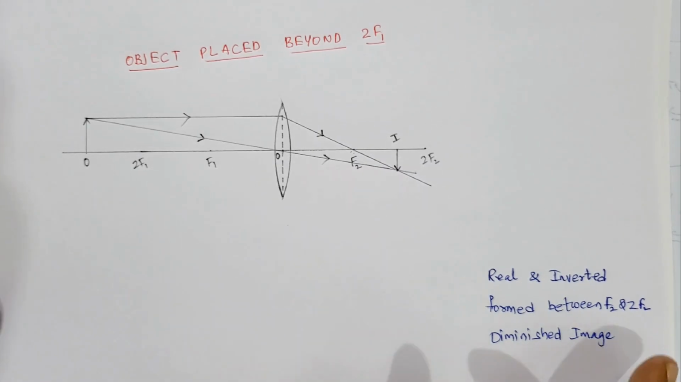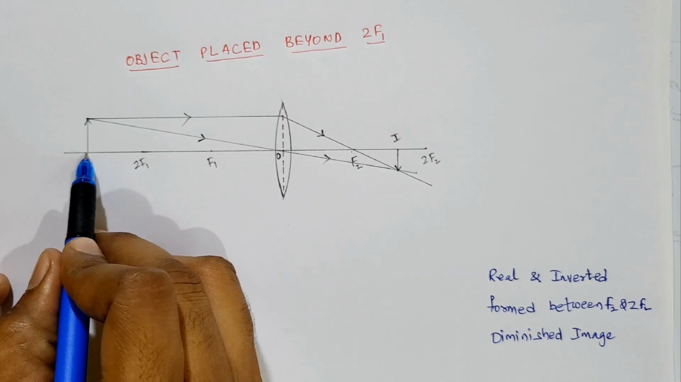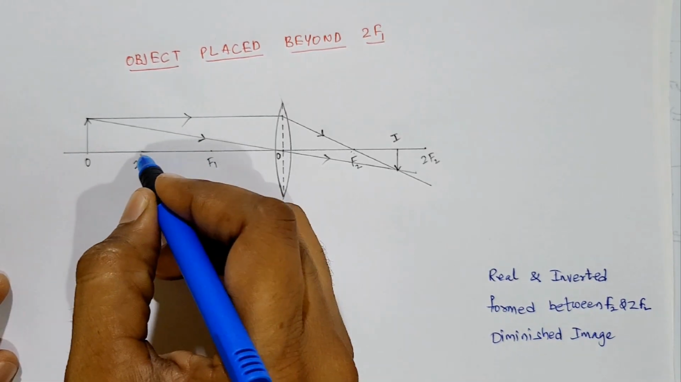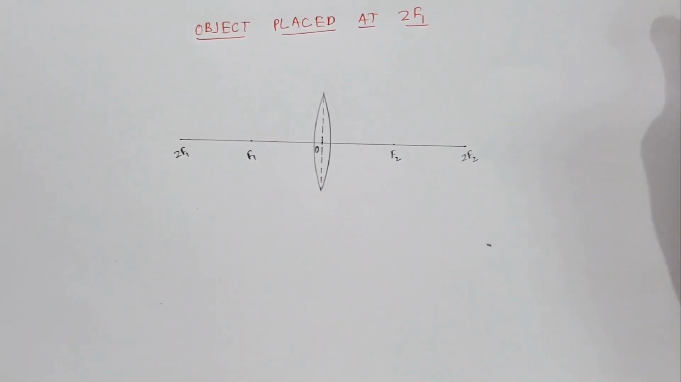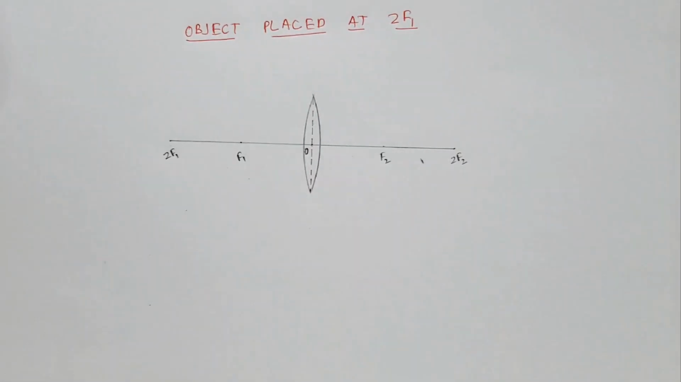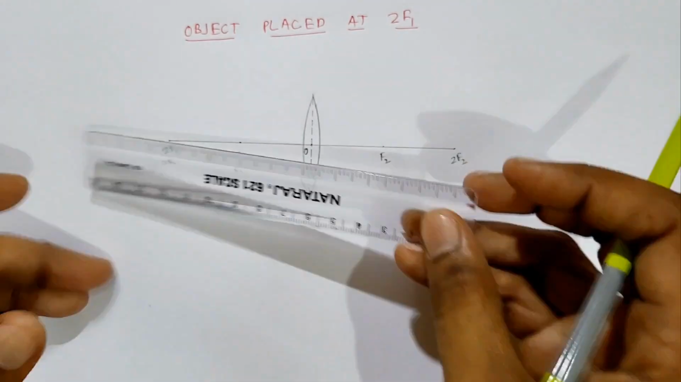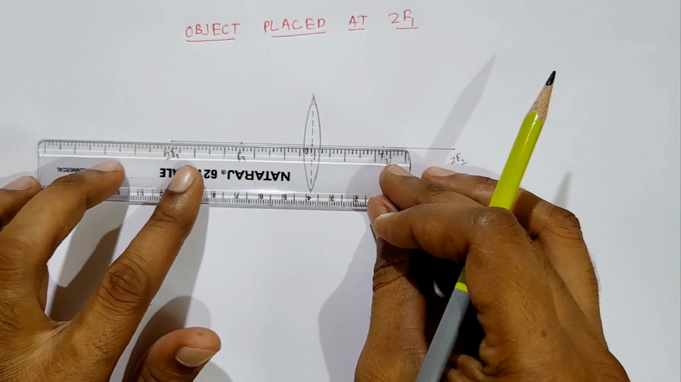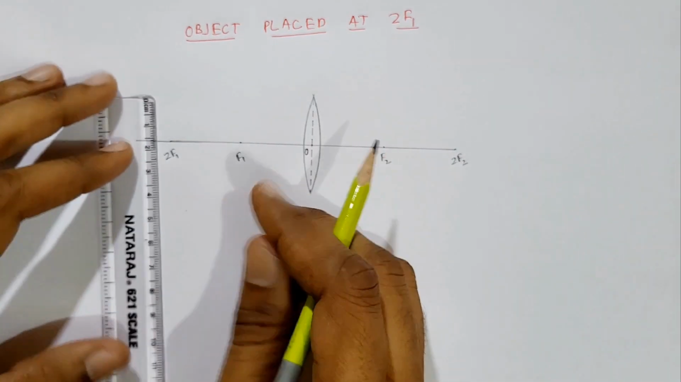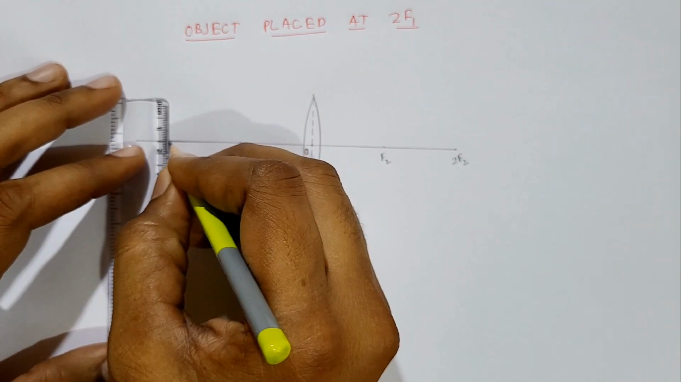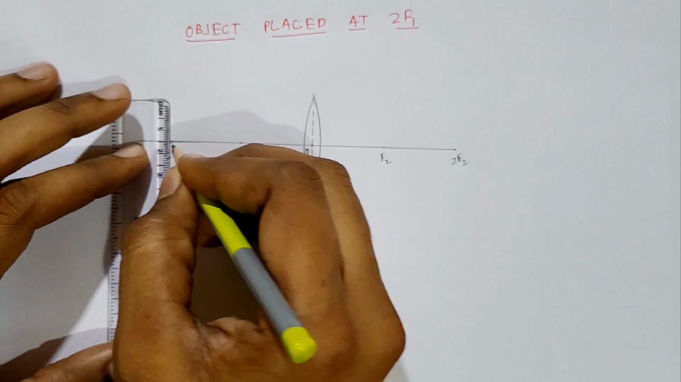Right. Next, after this we will place the object still closer, at 2f1. Correct? So the next case is object placed at 2f1. Here we are going to place the object exactly at 2f1. How much shall we take the height of the object? Height of the object we will take as 1.5 centimeters only.